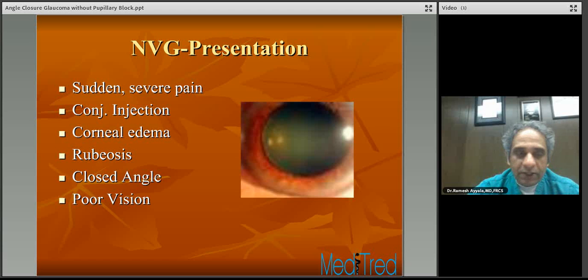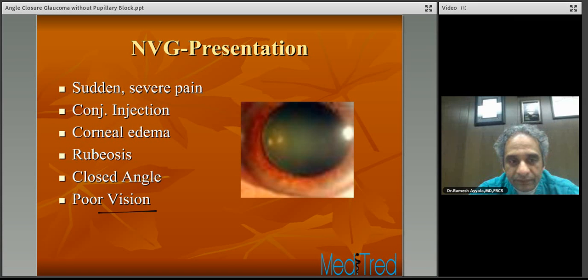So these patients typically present with sudden severe pain, conjunctival injection, corneal edema, rubeosis, closed angle, and poor vision. When you see these eyes, they're hot and injected, you'll have fresh blood in the anterior chamber and active rubeosis as is seen here, and the patient is in severe agony.